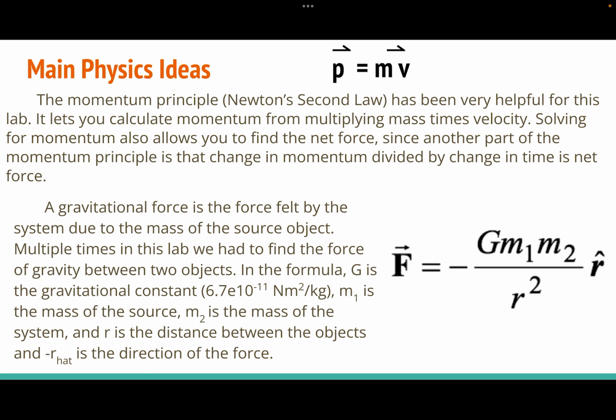The main physics ideas. The momentum principle in Newton's second law has been very helpful for this lab. It lets you calculate momentum from multiplying mass times velocity. Solving for momentum also allows you to find the net force, since another part of the momentum principle is that change in momentum divided by change in time is net force.